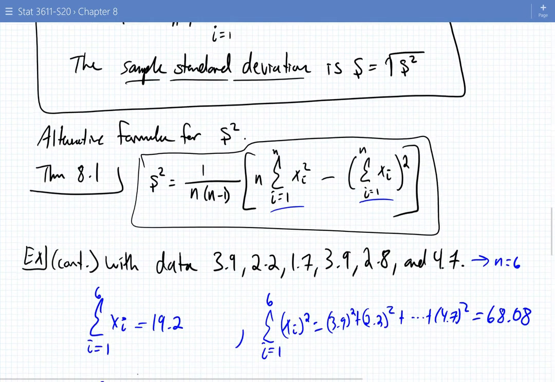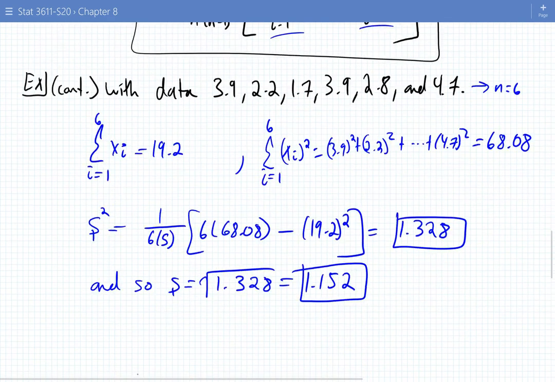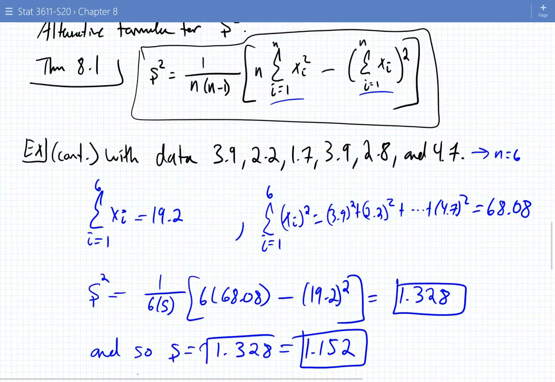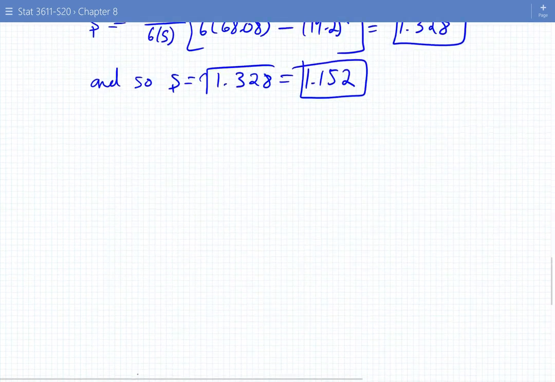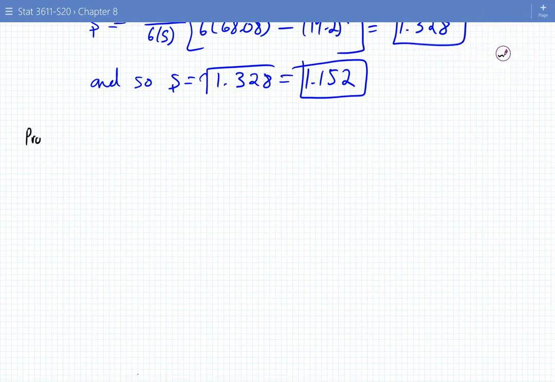All right, so we're going to scroll down here, get ourselves some fresh space. And we want to go ahead and do a proof of theorem 8.1. I won't ask you to do the proof on a quiz or an exam per se, but it is good to see that these are in fact equal.